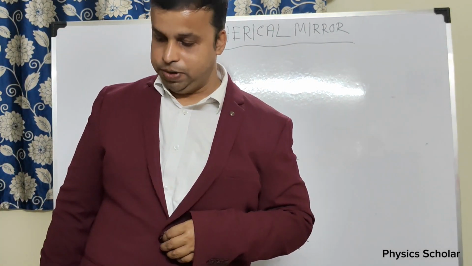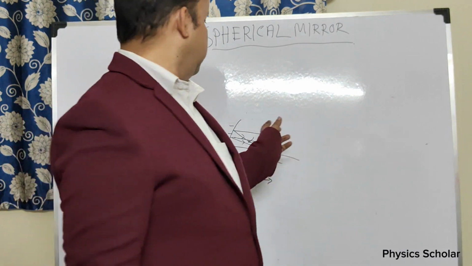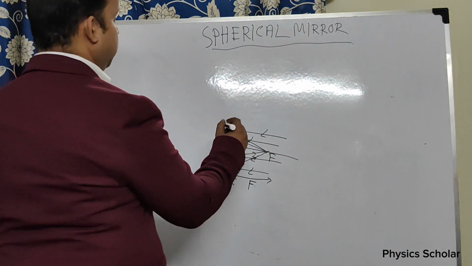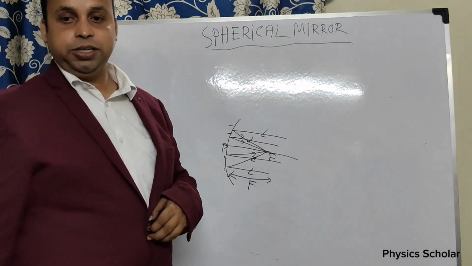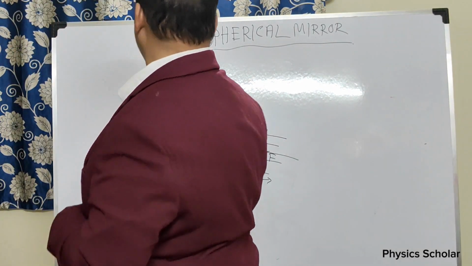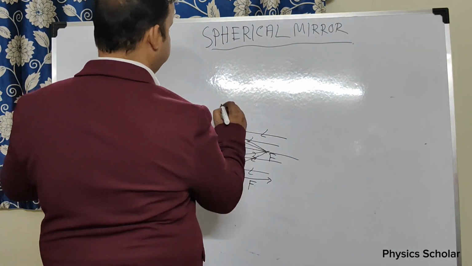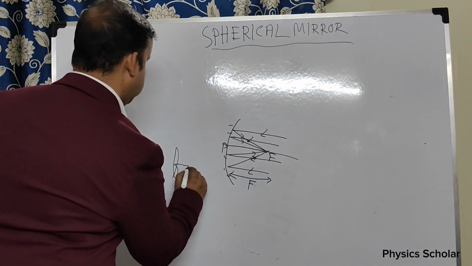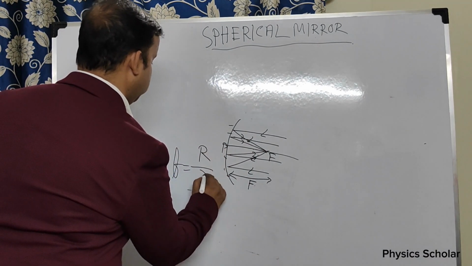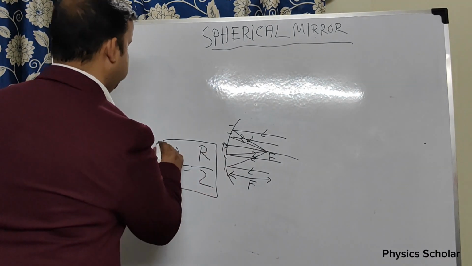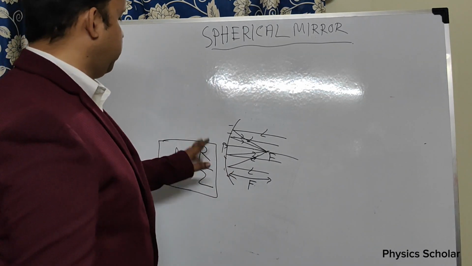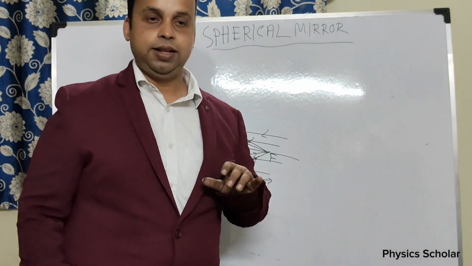There is a relationship between the principal focus and the radius of curvature. Suppose the focal length is f and the radius of curvature is r. So f is equal to r by 2. This is the relationship between the focal length and the radius of curvature.